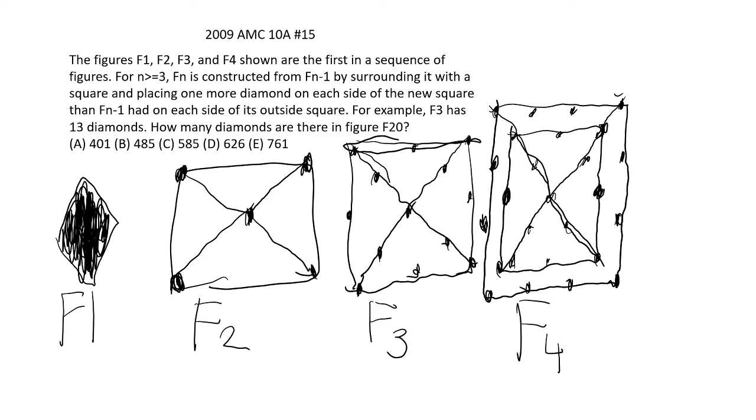For n greater than or equal to 3, Fn is constructed from Fn minus 1. Here n is equal to 4, over here n is equal to 3, over here it's 2, over here it's 1. So in this case F4 is constructed from F3 by surrounding F3 with a square and placing one more diamond on each side of the new square. We're just adding squares on each side, one more than before, of course. F3 has 13 diamonds. How many are there in F20?